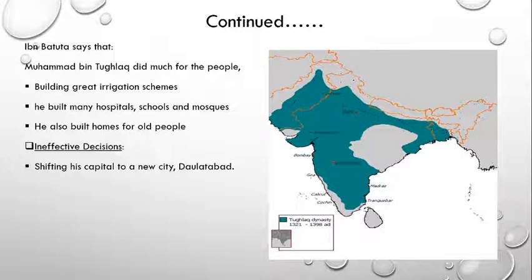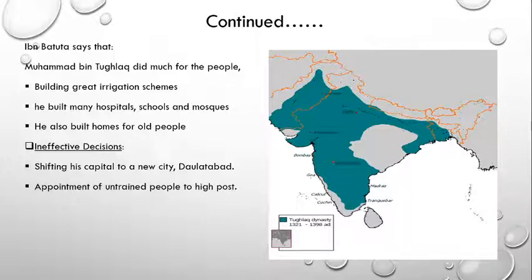But how did this decision prove to be ineffective? It was ineffective because the local inhabitants were not in favor of shifting from Delhi to Daulatabad. So Tughlaq forcefully made them migrate from Delhi to Daulatabad. Later on, because of different rebellious wars against him, Tughlaq had to shift his capital back to Delhi, and it caused him much loss.